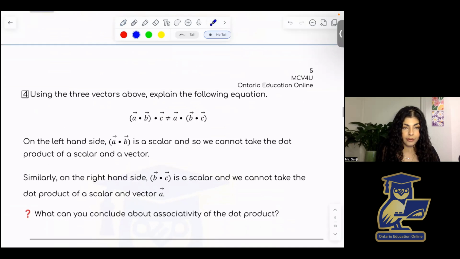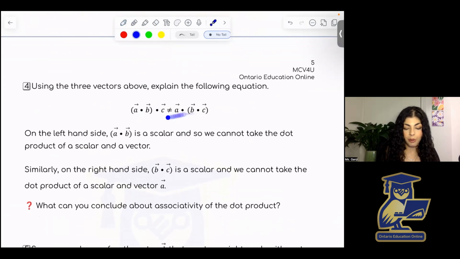Now, again, using the same three vectors as above, we're asked to show why this following equation is true. So why can we not do A dot product B dot product C, and why this is also not equal to A dot product B dot product C? So keep in mind here, A dot product of B is a scalar. As we've been saying, this is also the scalar product. So then we cannot take this dot product of a scalar and a vector. Similarly, B dot product C is also a scalar, so we cannot take the dot product of a scalar with A. So this whole thing, to begin with, is flawed.